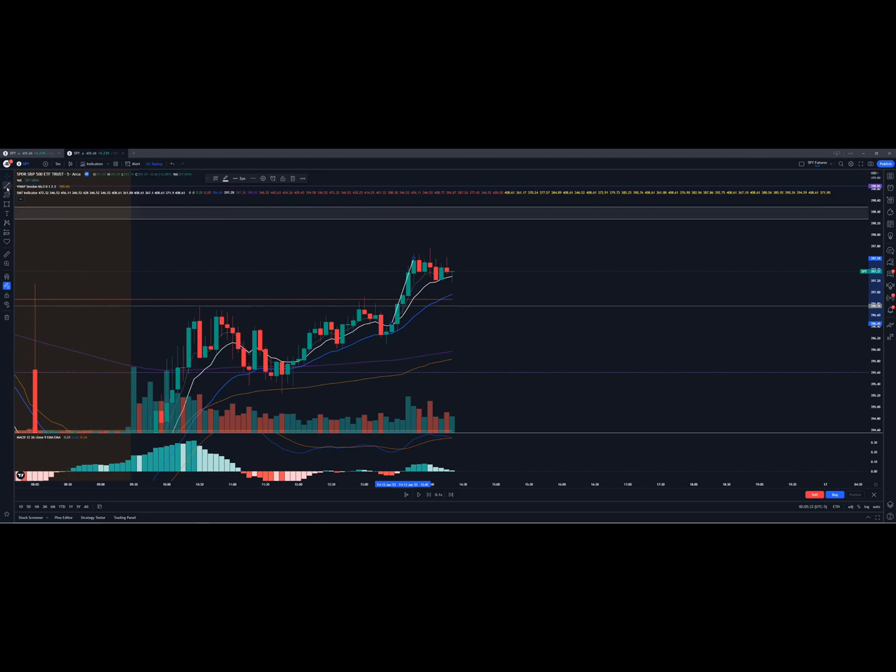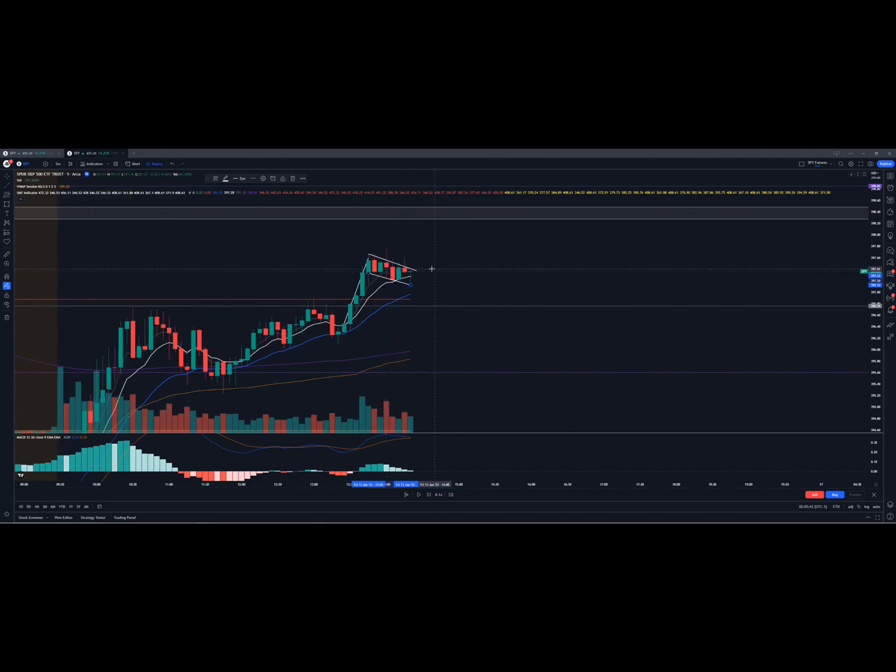So this is going to be the actual flag, and to help illustrate this better, I'm going to go ahead and draw this channel here. This is what we consider the actual flag. So where you can enter a trade is if you see a break of this flag pattern. Ideally we want a candle close above this formation. And then we can see here that we have really strong support along the 9 and the 21 EMA.